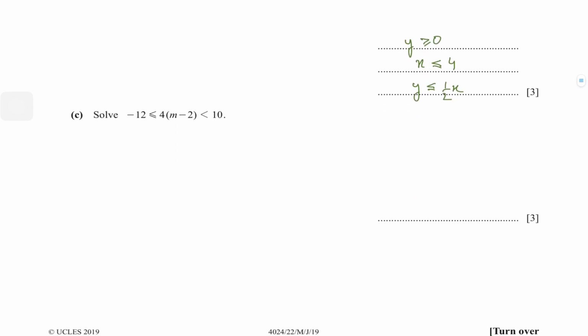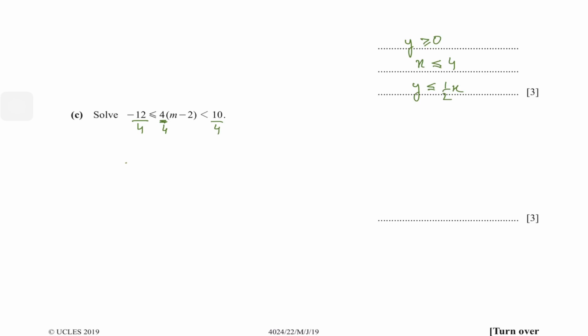Now let's do part C. So we're going to do it step by step. First we're going to have to solve, actually we don't have to do it step by step. What we can do is, since we have to get rid of the 4 here, I'll have to divide all the 3 sides, all the 3 regions you can say, by 4.